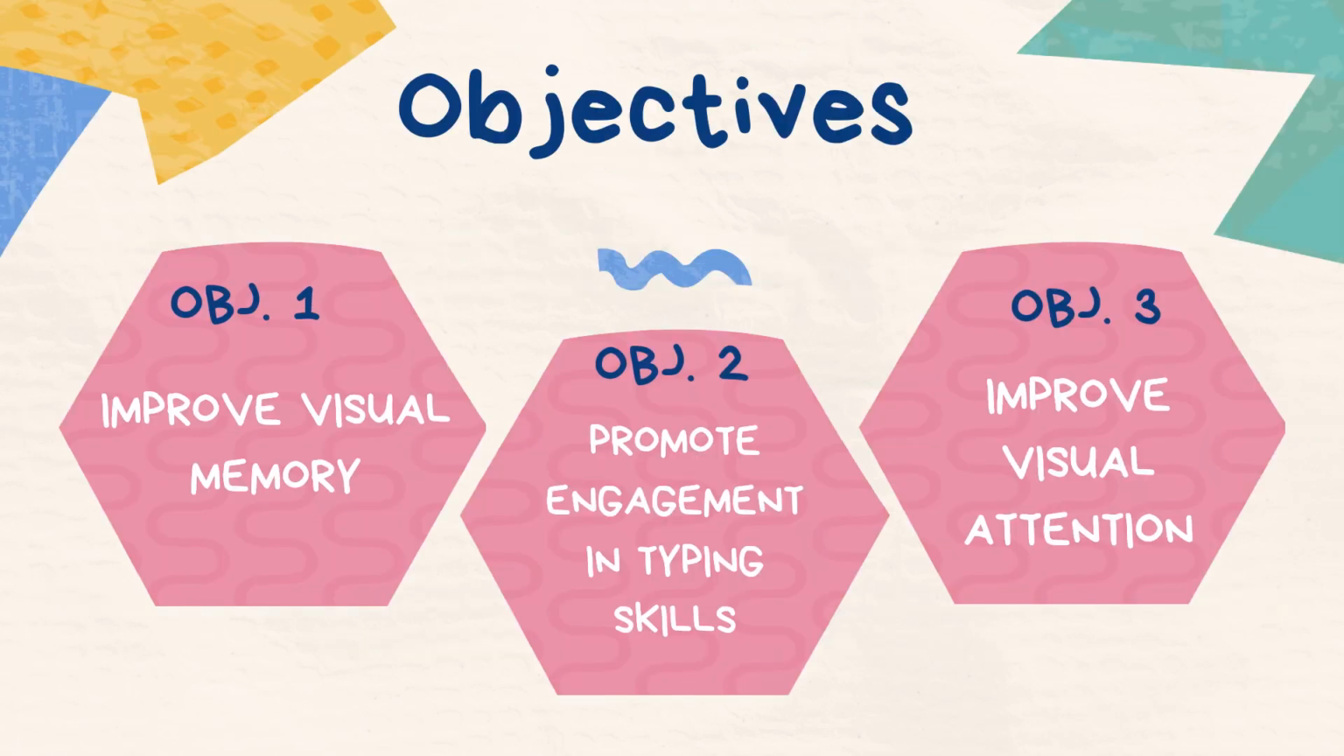So here is my other set of objectives for the activity that we're going to talk about in the upcoming slides. The first objective is improving visual memory. The second objective is to promote engagement in typing skills. And the third is to improve visual attention.